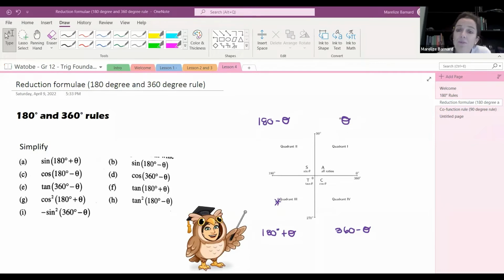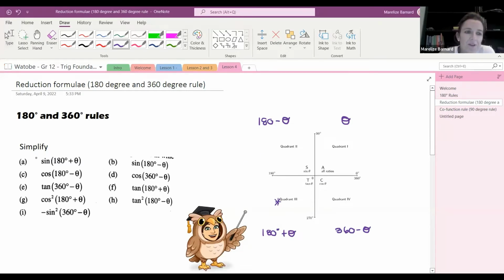We can name each of these quadrants according to the angle and how we define the angle. So in this first quadrant, it's theta. The second quadrant is 180 minus theta. Third quadrant is 180 plus theta. And fourth quadrant is 360 minus theta. So if you want to know more about that, go onto our website and watch the previous lesson, and you'll be able to see what we did on Tuesday when we talked about the different quadrants.